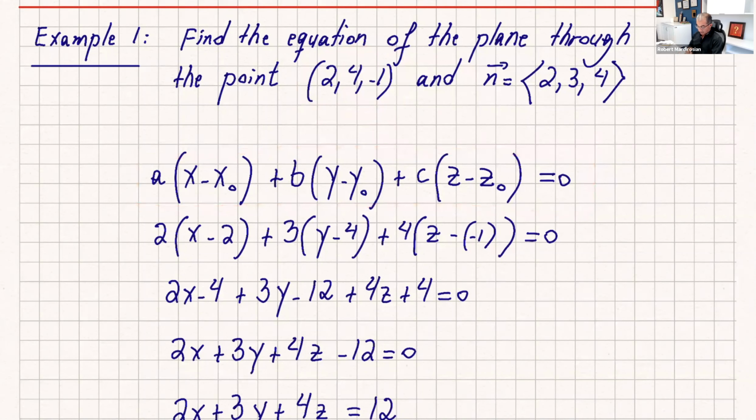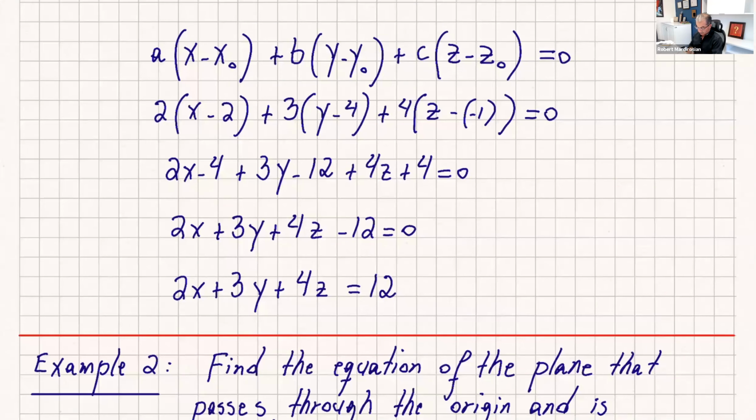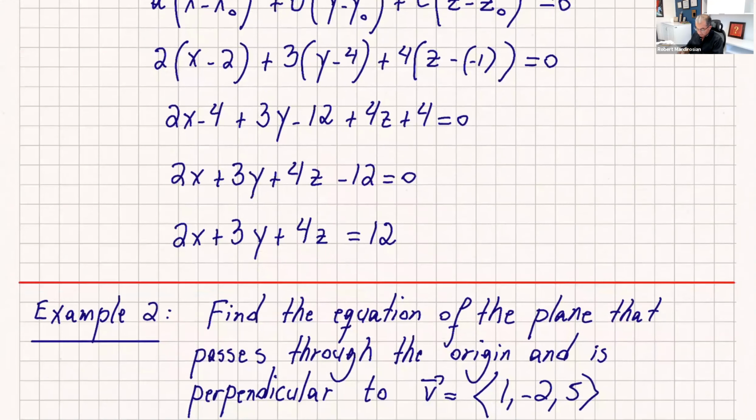So a times x minus x0 plus b times y minus y0 plus c times z minus z0 equals 0. Substitute. We have the components of n. It's right here. And we have the coordinates of the point, which is here. You just substitute and simplify. I'm sure you can simplify this. And if you do that, you get 2x plus 3y plus 4z equals 12. And you can probably simplify this one. If you divide everything by, let's say, no, we can't actually. You can just leave it like that.